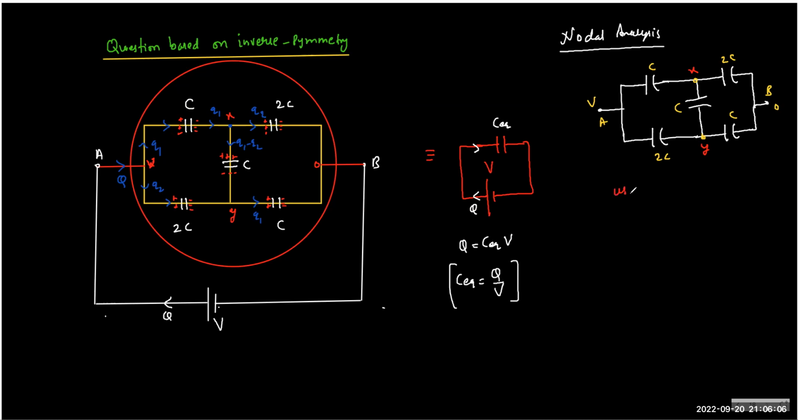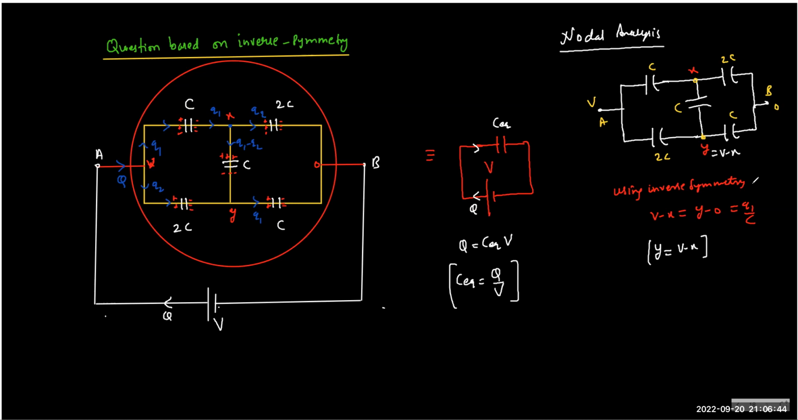So using inverse symmetry, do we realize that V minus X is the same as Y minus 0? Yes or no? Because both are equal to Q1 by C. Tell me guys, yes or no? So basically I can replace Y by V minus X, which will remove one of the variables, and therefore it is really convenient. So this is the circuit with only one variable, which is X.